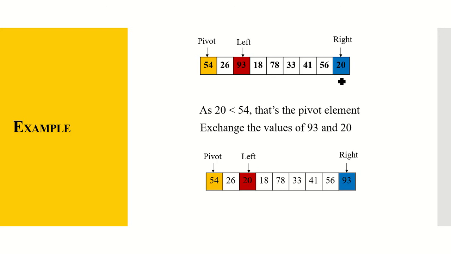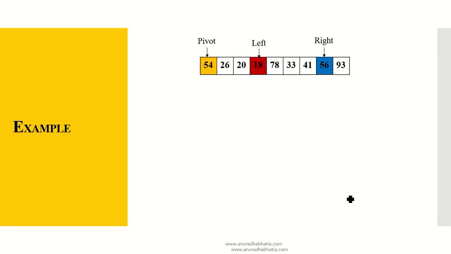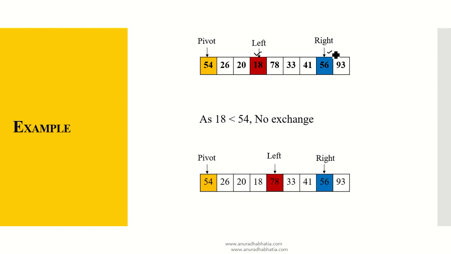So we check the right, exchange the values of 90 and 23. So my left becomes 20 now and my right is now 93. So now we do right minus minus and left plus plus. So my left has now become 18 over here and right is 56. So what we check again, 18 is less than 54, so there will not be any exchange and left will be incremented by 1, so left becomes 78.